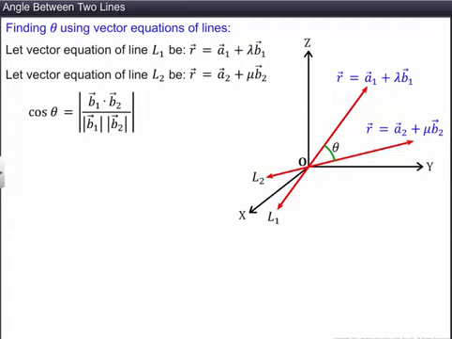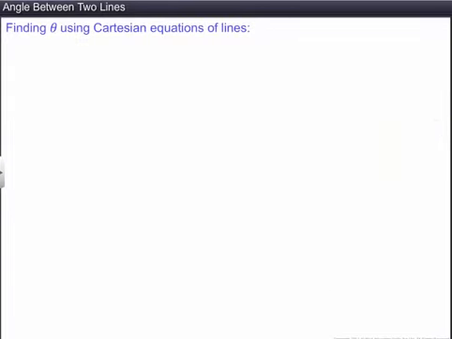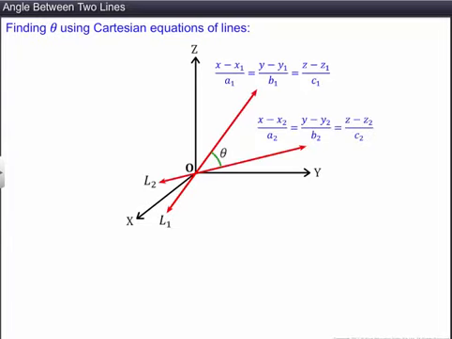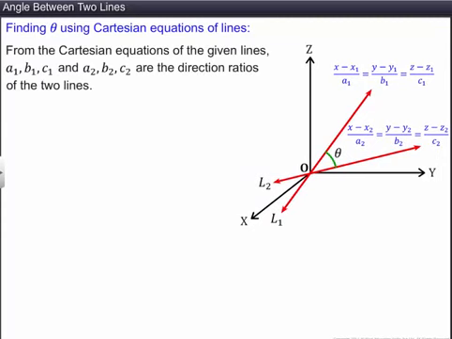Let us now find angle theta using the Cartesian equations of lines L1 and L2 shown here. From the Cartesian equations of the given lines, we get that A1, B1, C1 and A2, B2, C2 are the direction ratios of the two lines. Thus, the cosine of angle theta between the lines given in Cartesian form can be found using the formula shown.